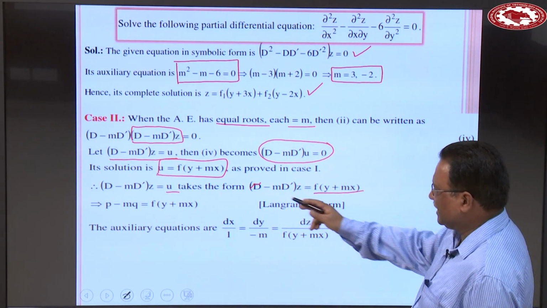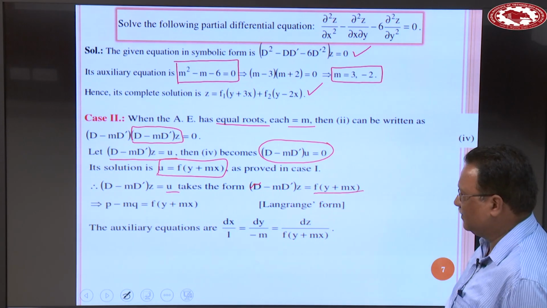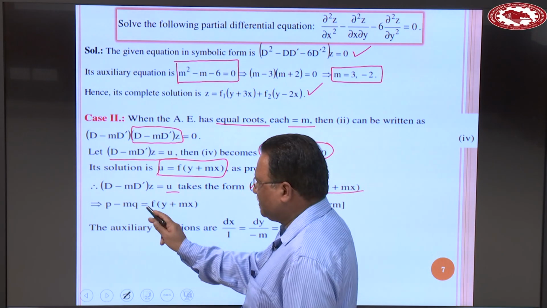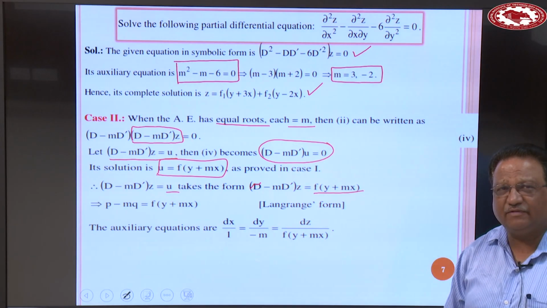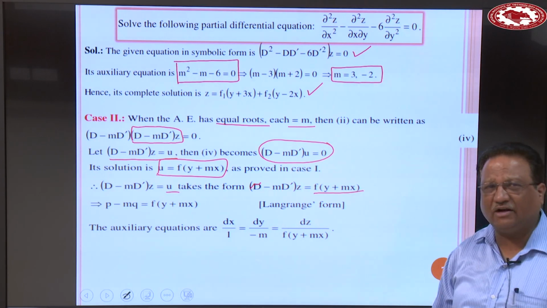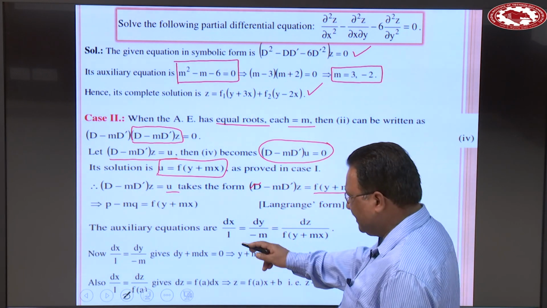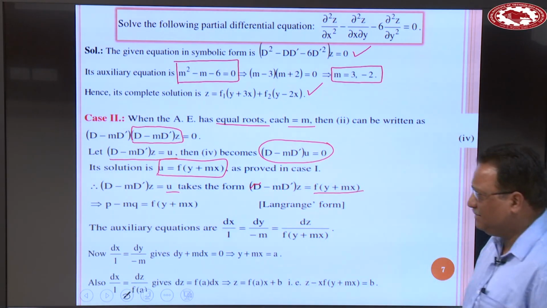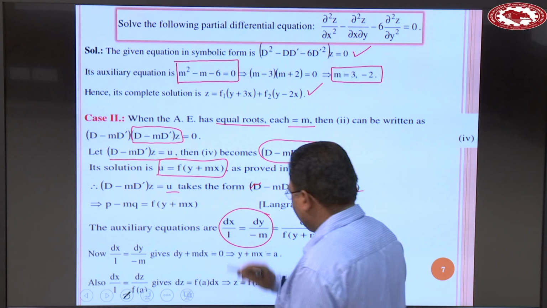So the given equation can be written as (D - mD')z = f(y + mx). Now D is p and D' is q, so p - mq = f(y + mx), and that is a Lagrange's differential equation. So write down the auxiliary equations. Lagrange's auxiliary equations are dx/1 = dy/(-m) = dz/f(y + mx). First consider these two components.